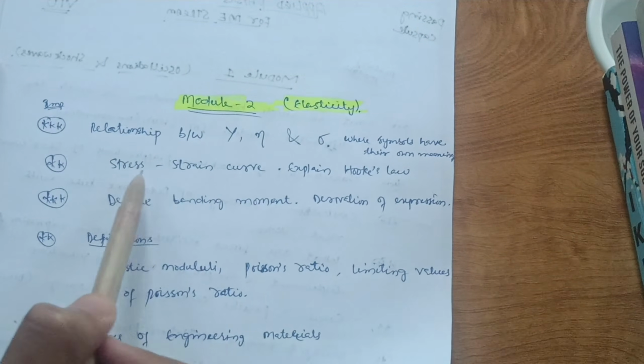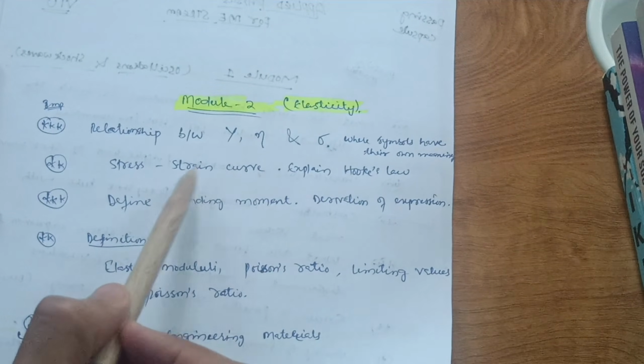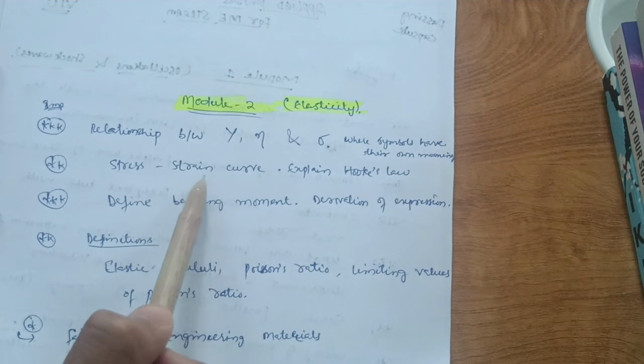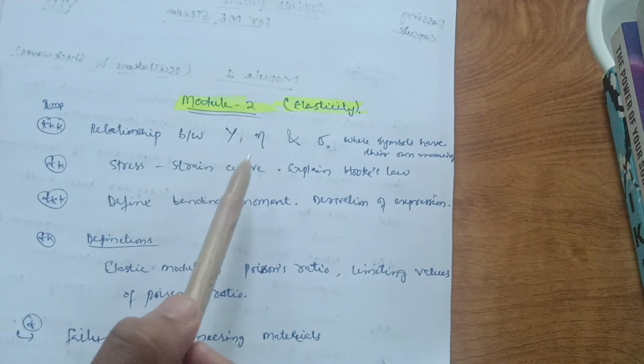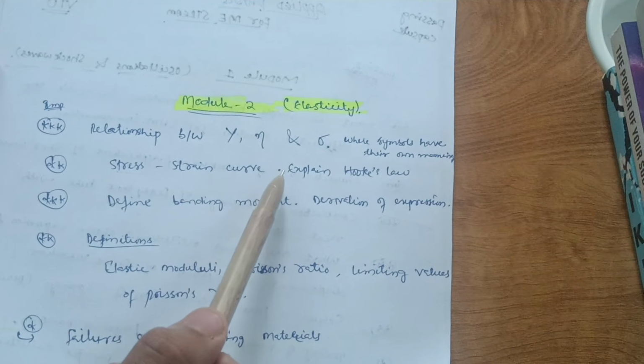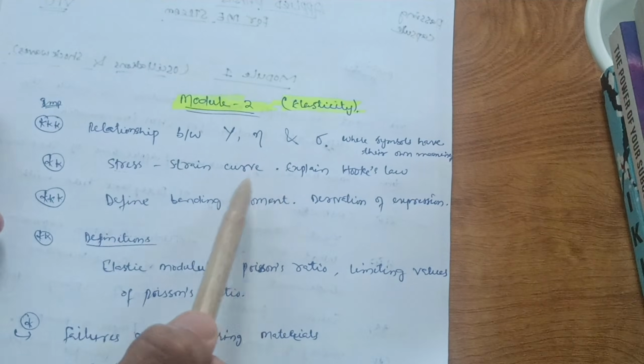Next one is stress strain curve, explain Hooke's law. This is an important question. You have to draw the stress strain curve. It is actually a graph. You have to show the yield point, upper yield point, lower yield point, and maximum stress, ultimate stress, and tensile stress like that in the curve.